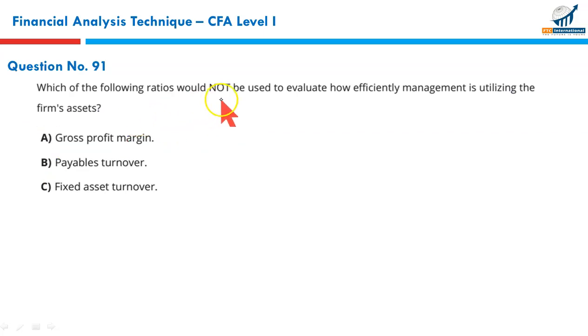Which of the following ratios would not be used to evaluate how efficiently management is utilizing firm's assets? Gross profit percentage is a profitability measure. Payable turnover is an activity measure. Fixed asset turnover is activity. Both of these are activity. We need to find the one that is not an activity measure. Of course, A, profitability.